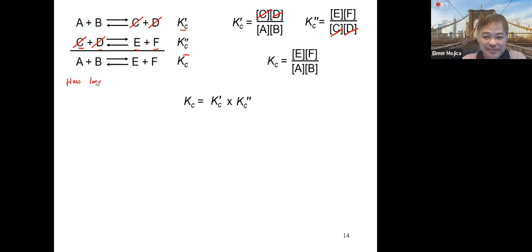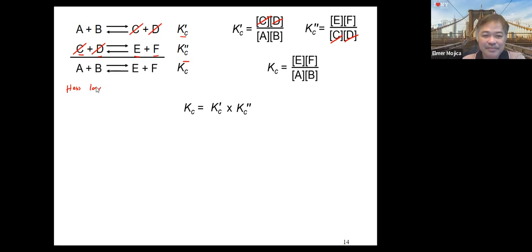What is Hess law? If you remember, if you watched the short video, what is Hess law? In Hess law, you have the enthalpy. If you add the reactions, the enthalpy of the resulting reaction is just the sum. But that is not true here. So what you have here, the new reaction's K is just equal to the product of the K of the reactions that were added. Are we clear on that?